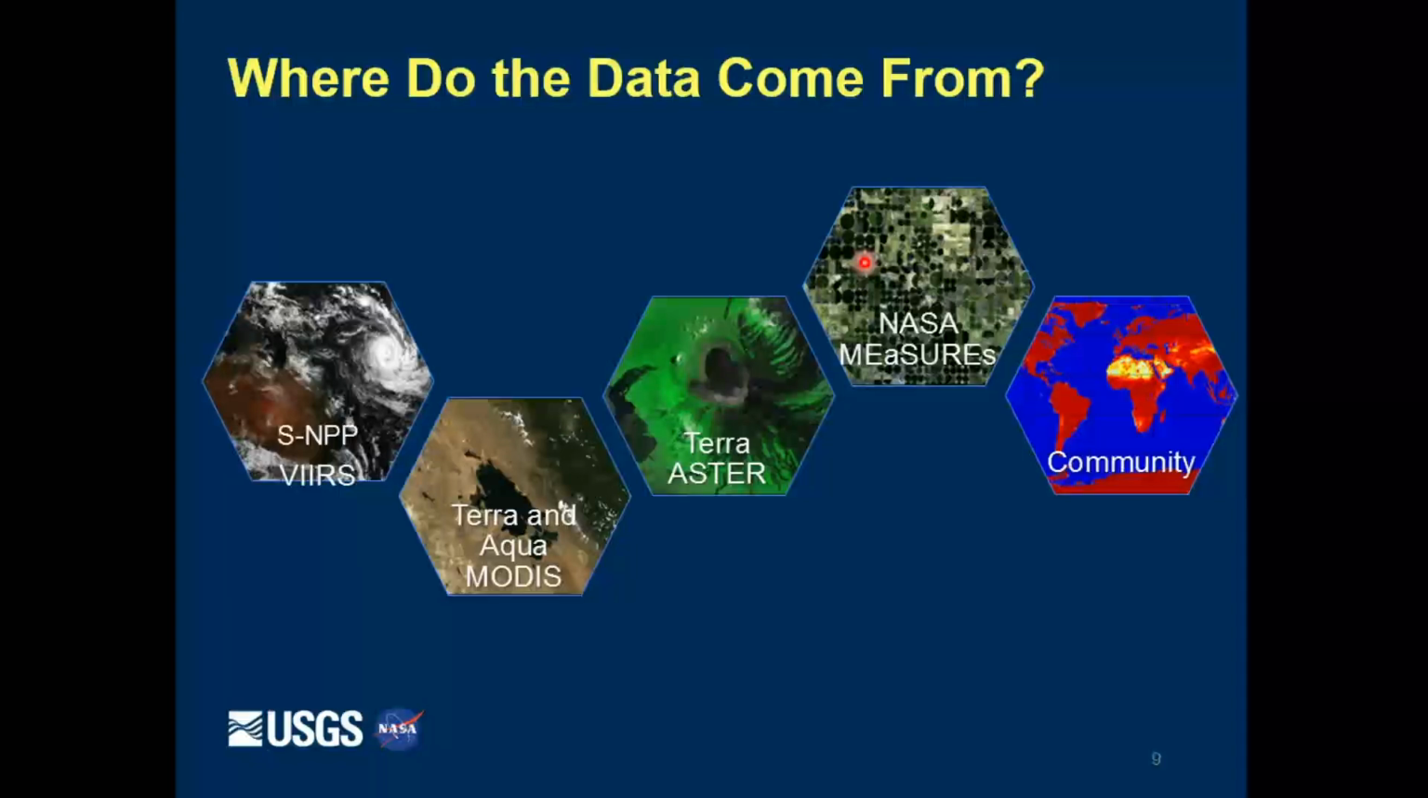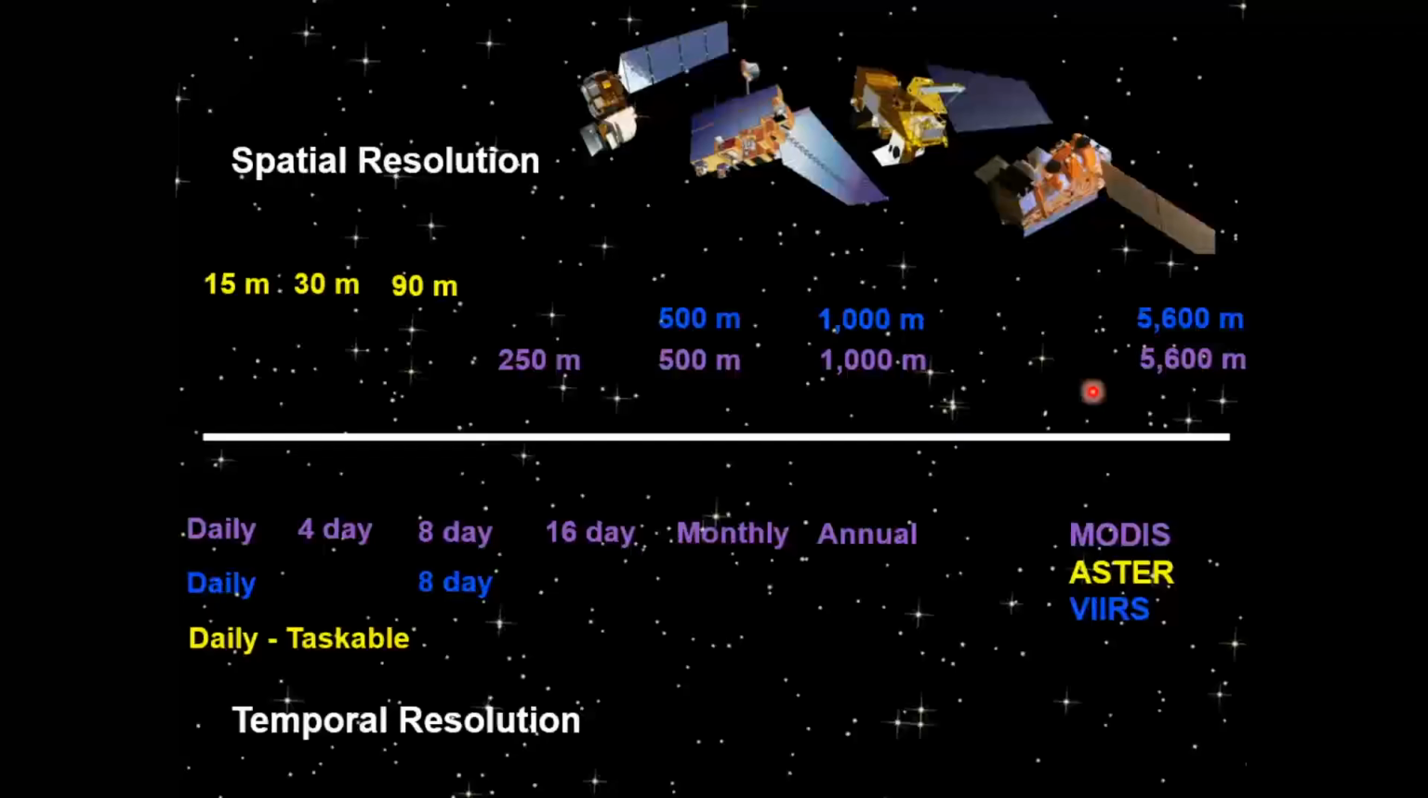And then we also have community products. These are derived from one or more NASA Earth Observing System, or EOS, missions. They cover currently ASTER global emissivity, but we are getting more in the future as well. And don't worry, I'll go into more detail about these in a second. So looking at our spatial resolution, as I mentioned, it's 15 meters all the way to 5,600 meters, and from daily all the way to annual and everything in between.